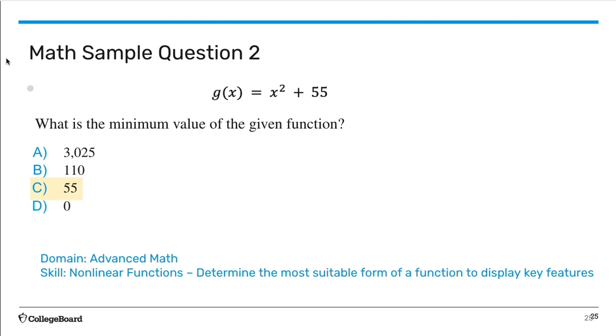Choice A is incorrect and may have resulted from squaring the minimum value. Choice B is incorrect and may have resulted from multiplying the minimum value by 2. Choice D is incorrect. This is the x value at which the minimum value of g of x occurs. So students will need to know that the minimum value actually refers to g of x rather than x in this case.